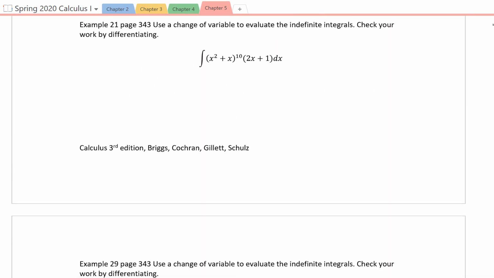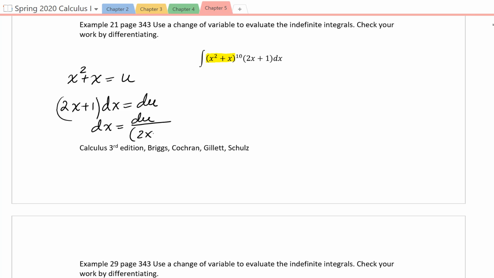Another one. Let's look at this. Integral of x squared plus x to the 10, times 2x plus 1, dx. So we see that x squared plus x is to the 10, right? So let's label x squared plus x equals u. The left-hand side, when we differentiate, is 2x plus 1 dx, and the right-hand side, du. So dx is du over 2x plus 1.